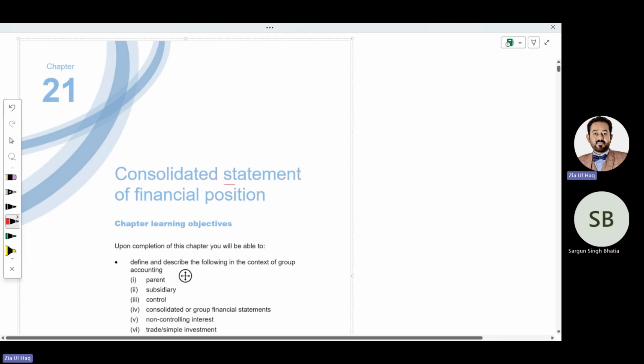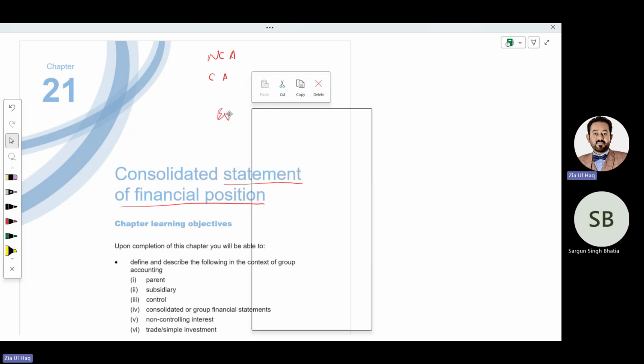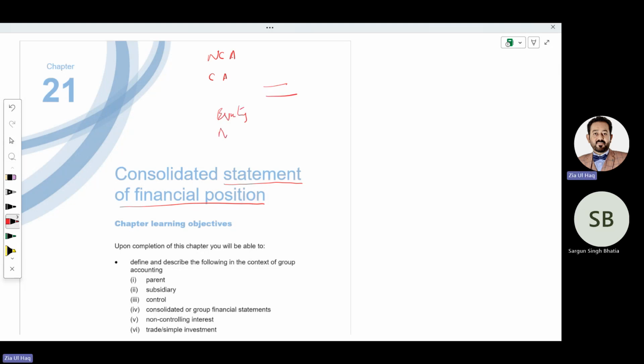We have discussed already how to prepare statement of financial position. We record non-current assets first, then we record current assets, we total them, then we record equities, then non-current liabilities, then current liabilities, and these two totals should be matched. We have learned how to prepare statement of financial position. Today, we are going to learn how to prepare consolidated statement of financial position.